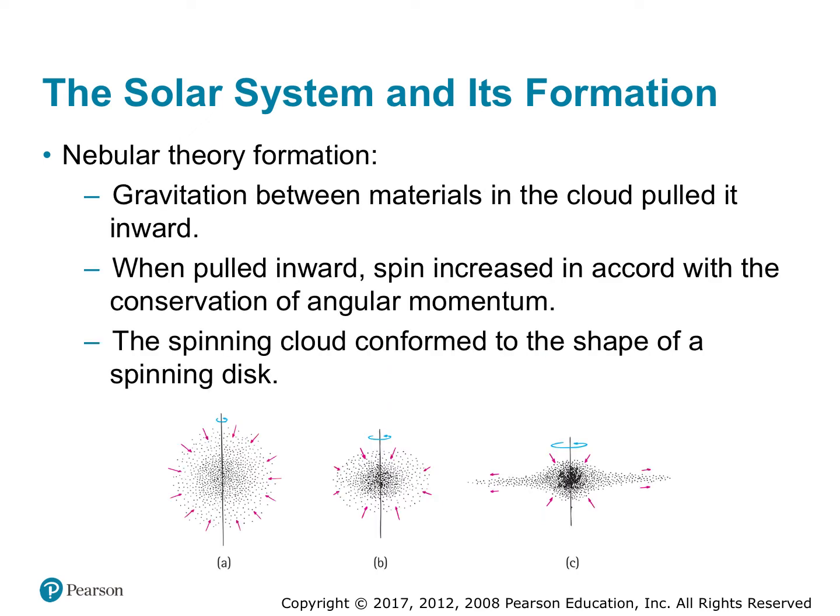Now, the basic idea of this nebular theory of formation is that you have this big cloud of dust, and it may have a little bit of spin to it, but it's mainly a big cloud of dust, and gravity is attracting all of those particles of dust and causing that dust cloud over time to contract and be pulled inward. And as it's pulled inward, the spin increases in accord with the conservation of angular momentum.